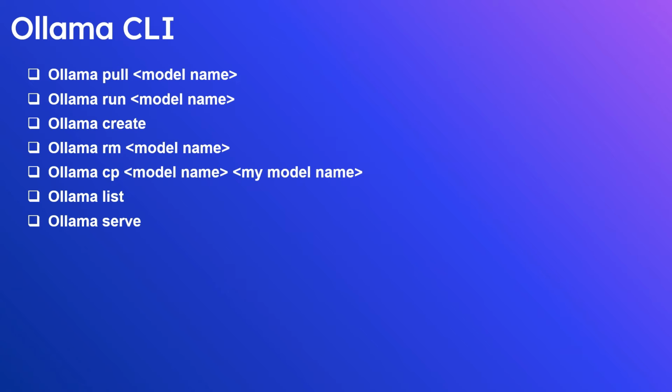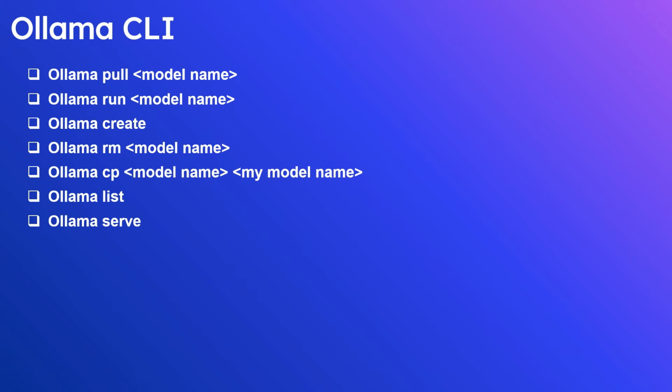The next one is ollama run, again model name. This runs the specific model on your local system. If the specific model is not available on your system, this command first pulls the model into your system. Then ollama rm, remove model name. This removes a specific model from your local system. The next one is ollama cp, which means copy a model to a different name.